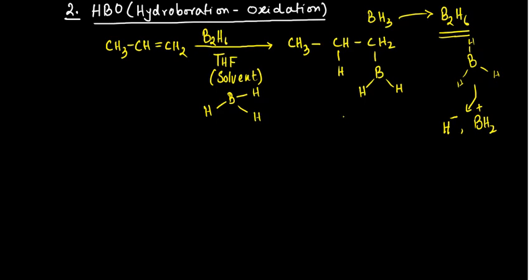Please try to understand, if I put another alkene over here, then in this alkene another hydrogen is going to get added to this middle carbon. From where? From here, because this boron still contains some hydrogen. So this will again give another hydride ion, and what will happen?